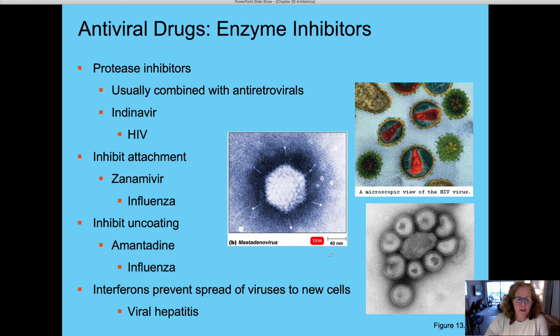Other antiviral drugs that are enzyme inhibitors are the protease inhibitors, which are usually used in combination with other retroviral drugs. Others inhibit attachment as well as fusion, or inhibit uncoating. Maybe we can stop that uncoating process so the genetic material can't get outside of the capsid. And then also increasing interferon efficacy or efficiency, or promoting interferon production, so that our own immune system will, one, respond greater, and two, will inhibit fusion and entry into neighboring cells.